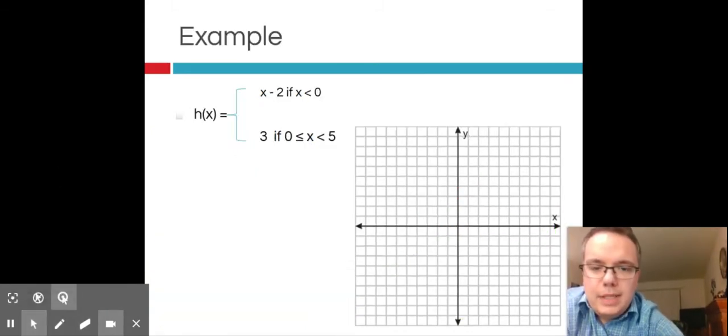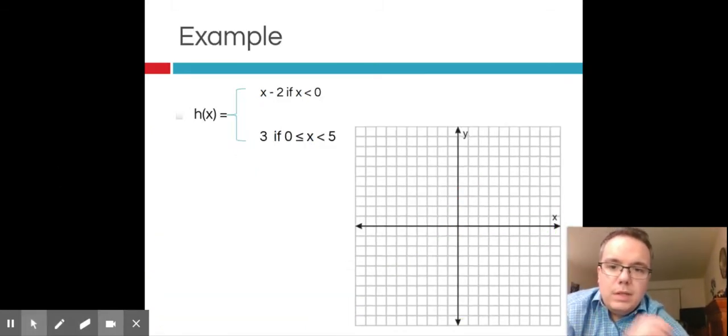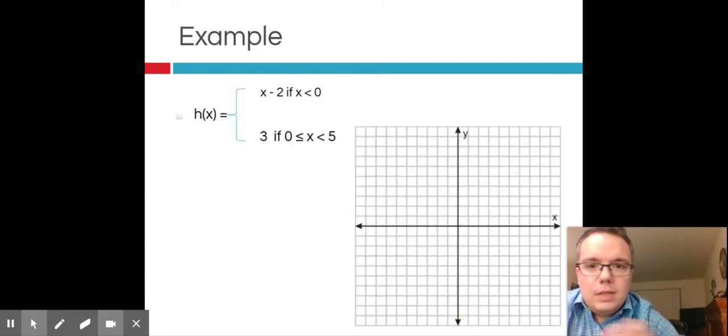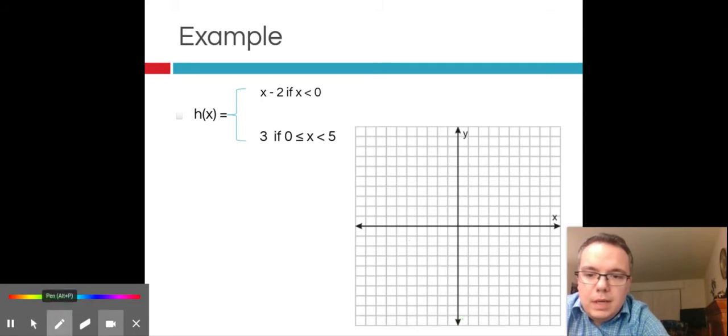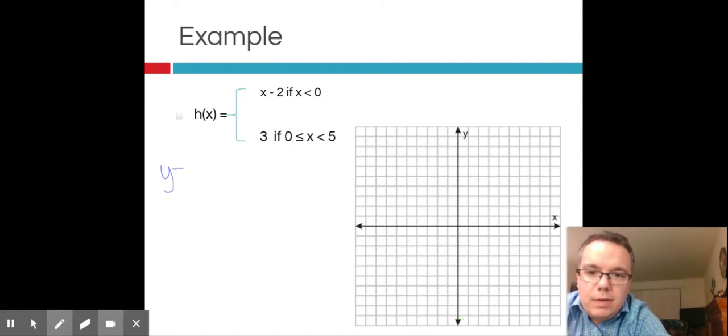All right, I have one more example for you. So we're going to do h of x equals -2 if x is less than 0, and 3 if x is between 0 and 5 and can be 0. So what we're going to do is first make our xy chart. So our first equation is y equals x minus 2. When do we have that? Well, that's if x is less than 0.